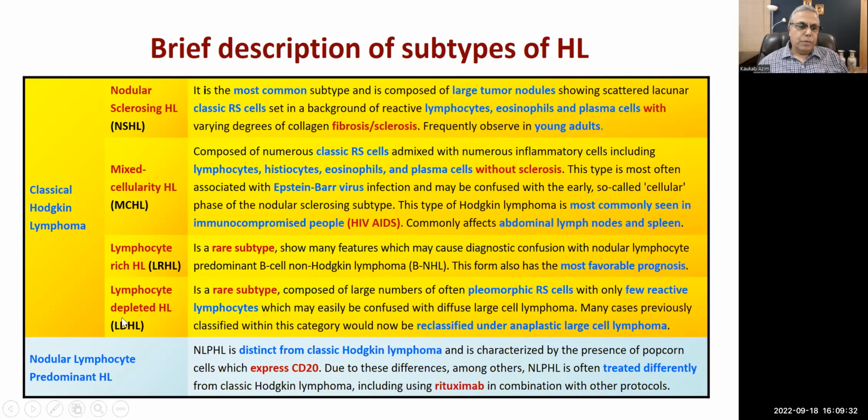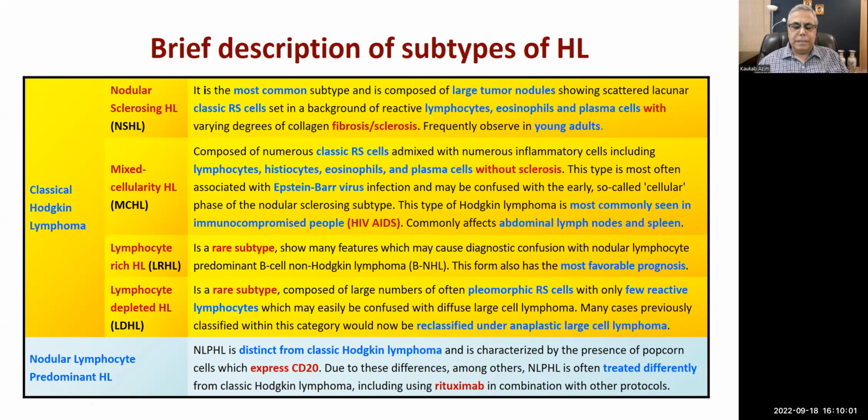Okay. Now, this one, nodular lymphocyte predominant Hodgkin lymphoma, is distinct from classic Hodgkin lymphoma and is characterized by presence of popcorn cells which express CD20, right? So that is why in treatment, we give an antibody which is known as rituximab, which is anti-CD20 monoclonal antibody. And if you remember, it has got this C in it.